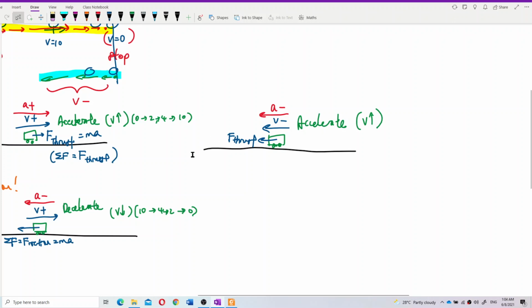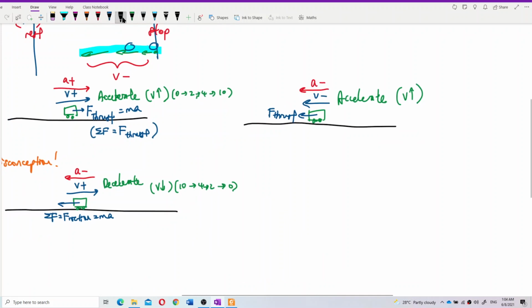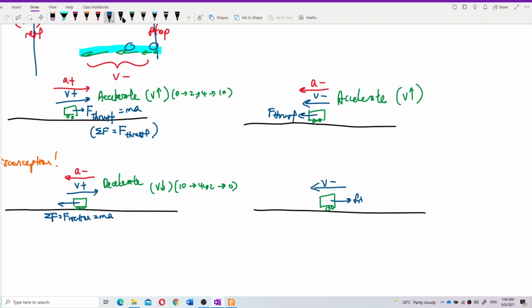Now let's talk about the last example. Now let's say this car is moving to the left. Velocity is negative. Now I am no more pressing the oil. Now it's friction only. The friction is to the right. So the acceleration, the resultant force, the acceleration also follows the force. Acceleration is to the right. So A is positive.